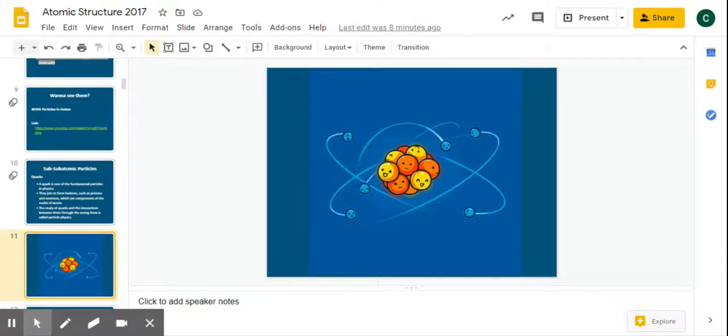Here's a little visual I like to show, showing the positive protons. You've got the little yellow happy positive protons, you've got the neutral neutrons in there, and then you've got the negative, upset-looking electrons on the outside flying around. It just visualizes the happiness, sadness, and neutrality of the atom, keeping everything balanced.